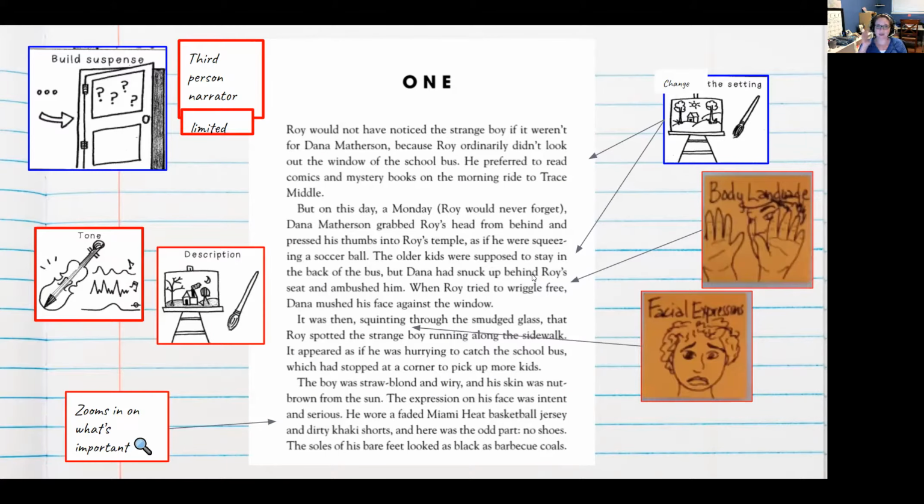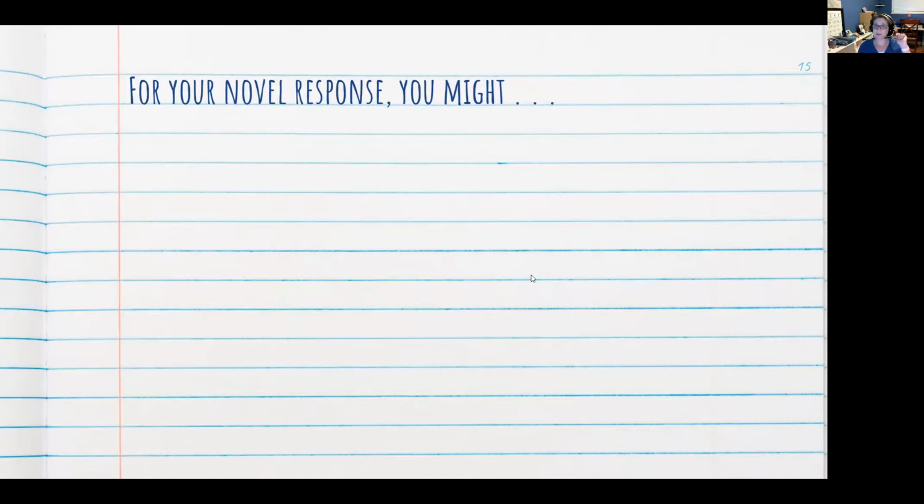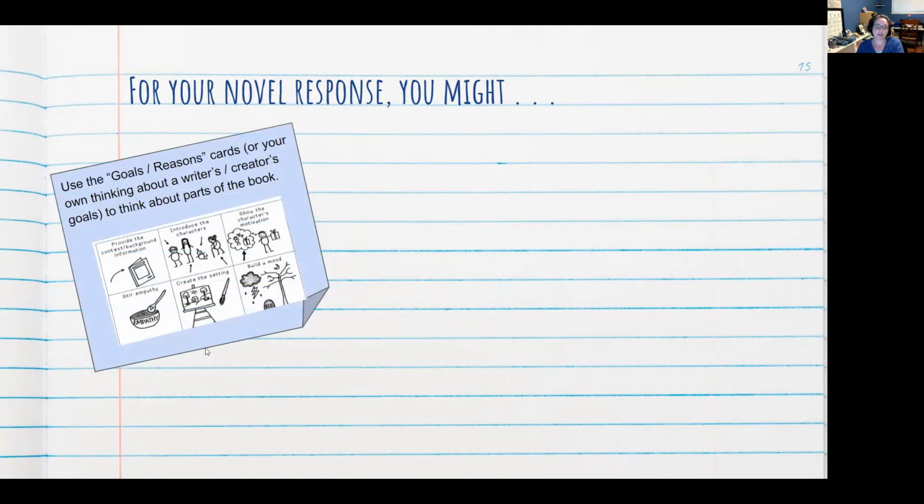All right. So what I'm hoping you're seeing is that both Carl Hiaasen and Ben Hatke used a lot of the similar techniques in both a graphic novel and a prose novel to build this suspense and keep us reading. But they use them in slightly different ways. So for your novel response, here are some ideas of what you might try. You might try using the goals and reasons cards, or your own thinking about a writer's or creator's goal, and to think about the different parts of the book. Like, what is the author trying to do here? Why is he doing it?